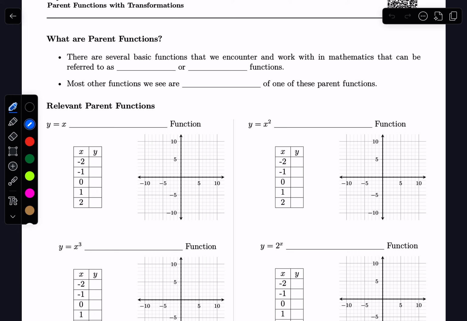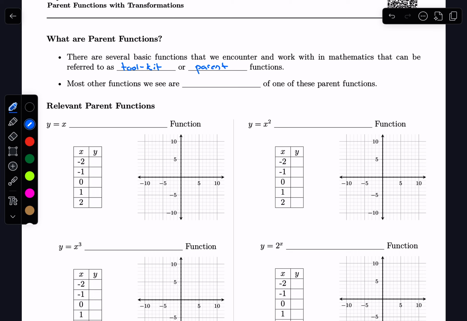There are several basic functions that we encounter and work with in mathematics that can be referred to as toolkit or parent functions. We're going to be using the word parent function the most, but toolkit is also used quite often. You know, the old saying, like if you have a utility belt like Batman and you're going to throw out your different tools, well, the tools we work with in mathematics tend to be functions because functions do the work.